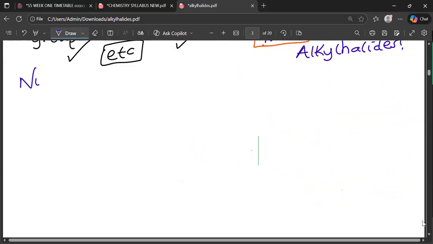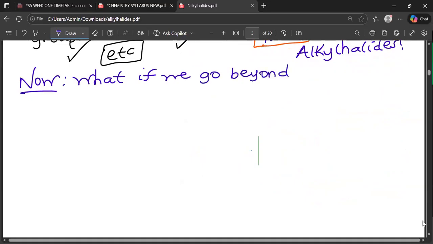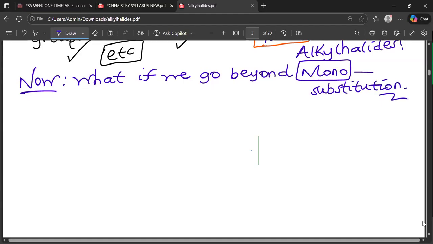Now, we need to understand, what if we go beyond monosubstitution? Yes, what if we go beyond monosubstitution? Like, for example, we have our methane.